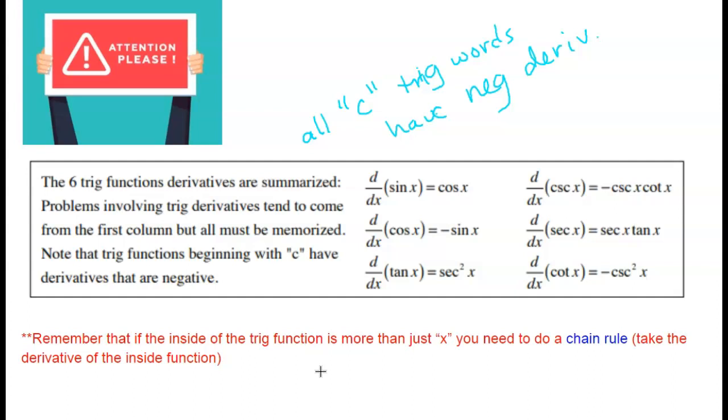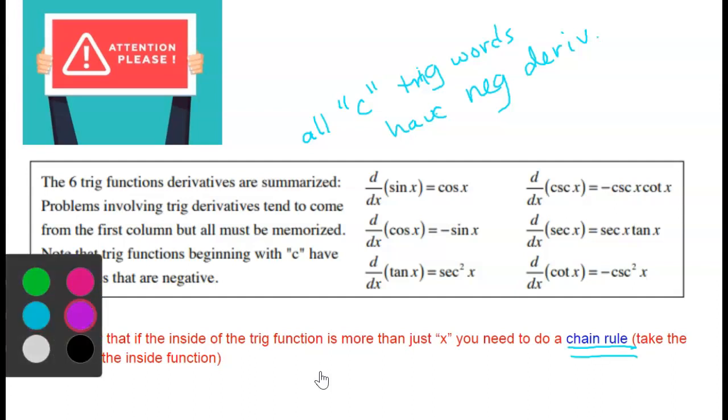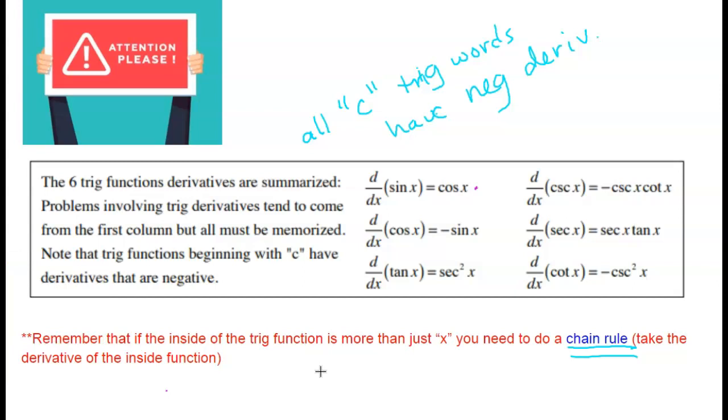Now, if we don't just have x, what happens is you really do have to do a chain rule, which means you would have to multiply by the derivative of the inside. And so you're going to start seeing that written as times dx, and that means times the derivative of x, which x just represents a generic function. Okay?